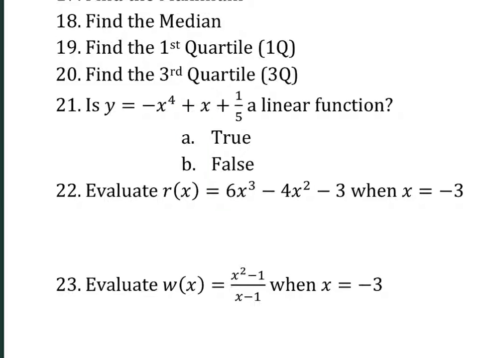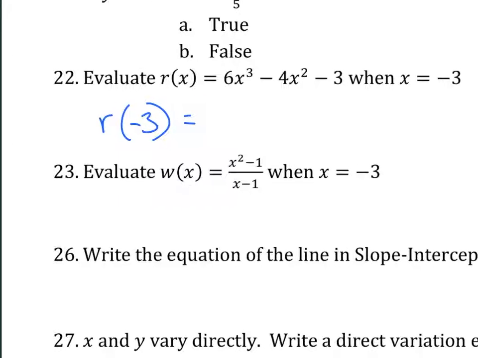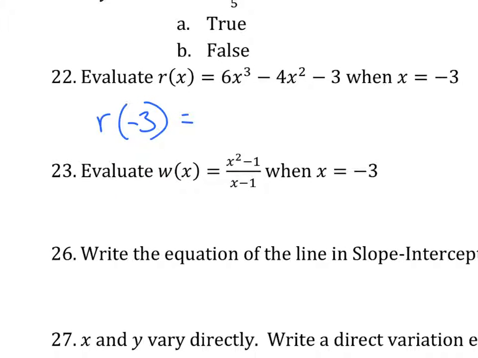In number 22, you're to evaluate, which means solve, for this function when x is negative 3. So you're going to plug in a negative 3 everywhere you see an x and solve it out. When you write your answer, you'd say r of negative 3 equals whatever you get. Okay? 23, again, you're going to solve. Same concept here. They give you a value of negative 3 for x, and plug them in and see what you get.